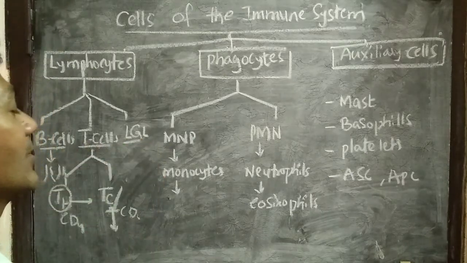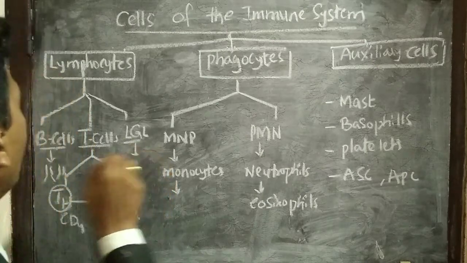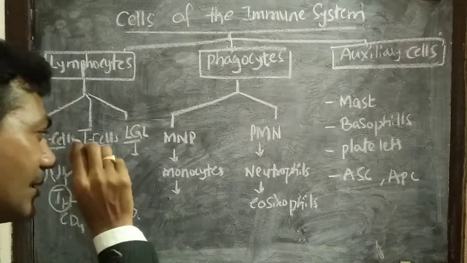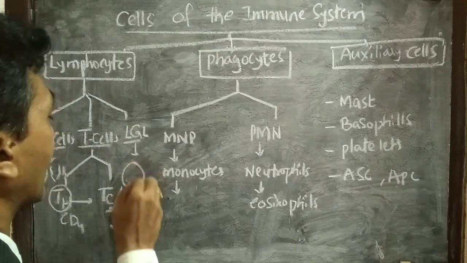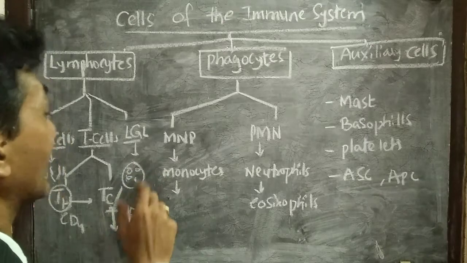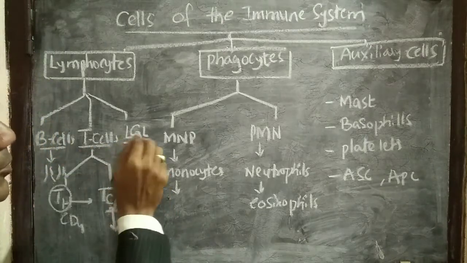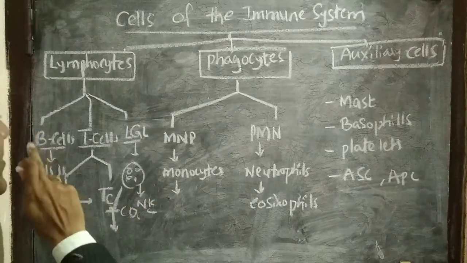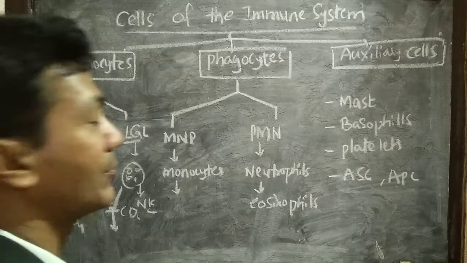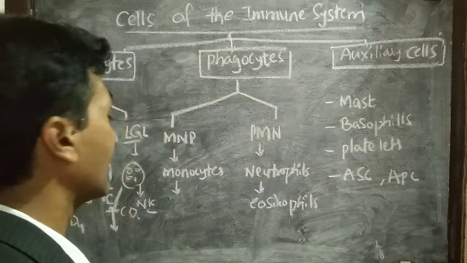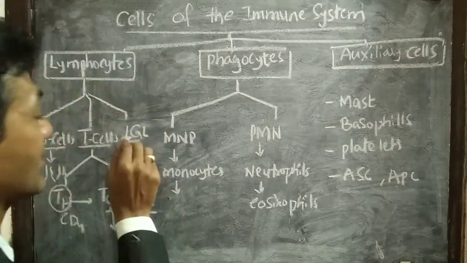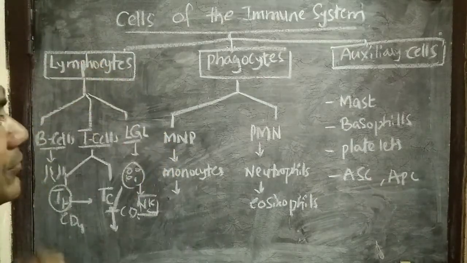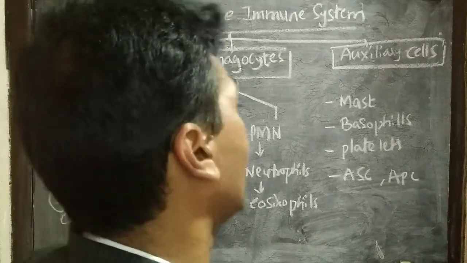Later, large granular lymphocytes. B cells and T cells are lymphocytes only, but here the granules are more. If the granules are large in size, then they are called large granular lymphocytes, especially natural killer cells. So apart from B and T, there are other lymphocytes also, in which the granules are larger in size, namely large granular lymphocytes, especially natural killer cells. This is regarding lymphocytes.